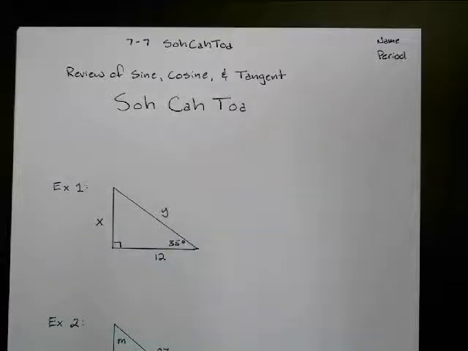Math 2, here we go. We've got 7-7 SohCahToa. So what we're going to do today is review sine, cosine, and tangent ratios, and then talk about how, when we approach a problem, we're going to decide which one we should be using: sine, cosine, or tangent.